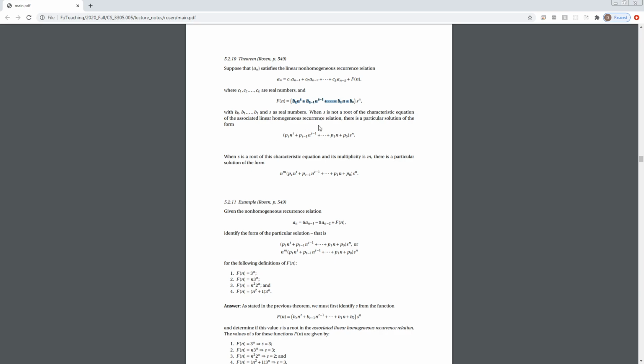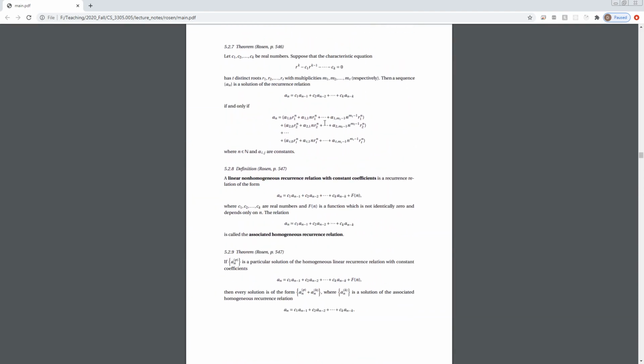Okay, and so if s is not a root of the characteristic equation, then we don't have to do that weird thing where we multiply by n to the multiplicity. So we just have something of this form. If it is a root, then how we were tacking on n to the multiplicity minus 1, right?